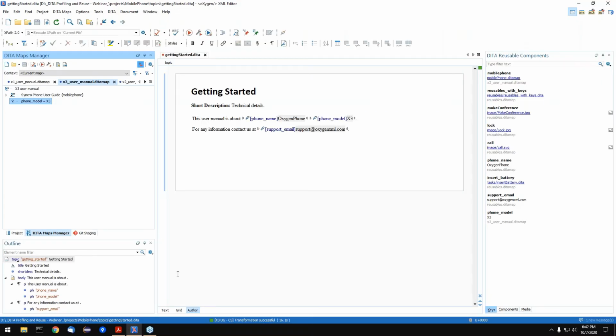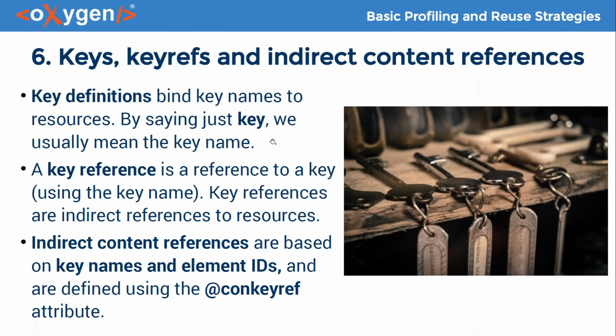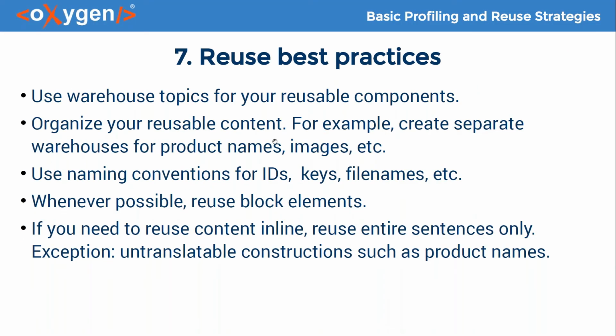I'm going to close the web browser and move on to our last slide, where I have a few best practices for using your DITA content. So first, use warehouse topics for your reusable components, as you have seen me doing in this webinar. Organize your reusable content by, for example, creating separate warehouses for product names, images, and so on. Use naming conventions for your IDs, for your key names, for your file names.